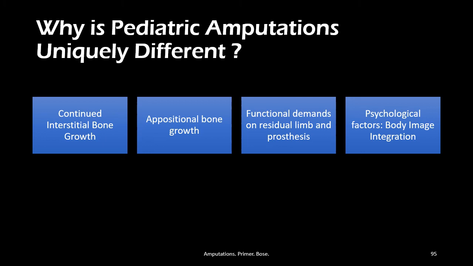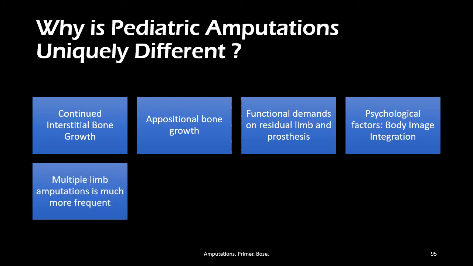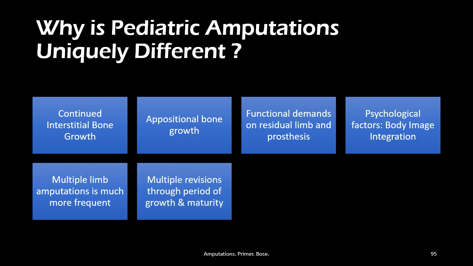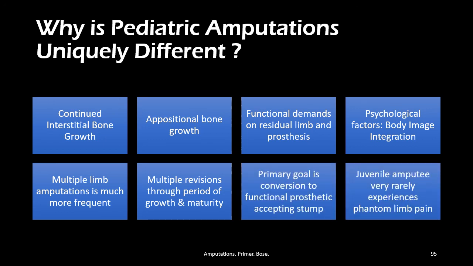Children needing amputation often need multiple limb amputations. They also require multiple revisions throughout the growth period and maturity due to changes discussed already. The primary goal of amputation in children is to convert to a functional stump that can accept a prosthesis. It is perhaps a silver lining that juvenile amputees very rarely experience phantom limb pain, but like all generalizations, there are always exceptions.